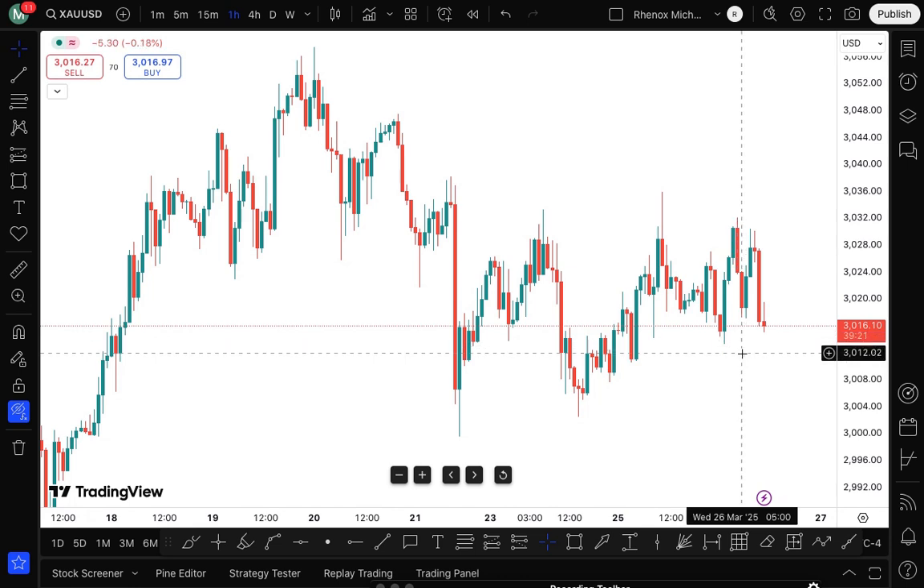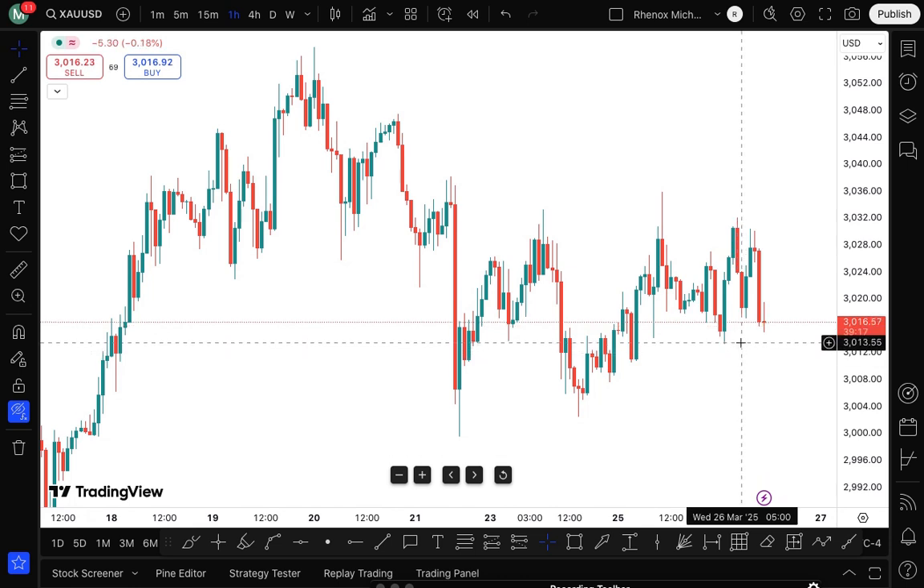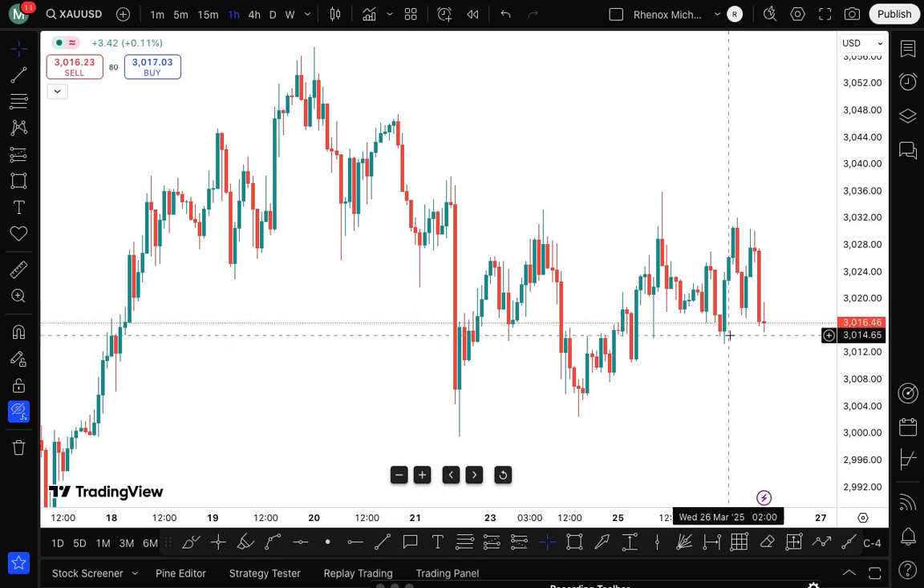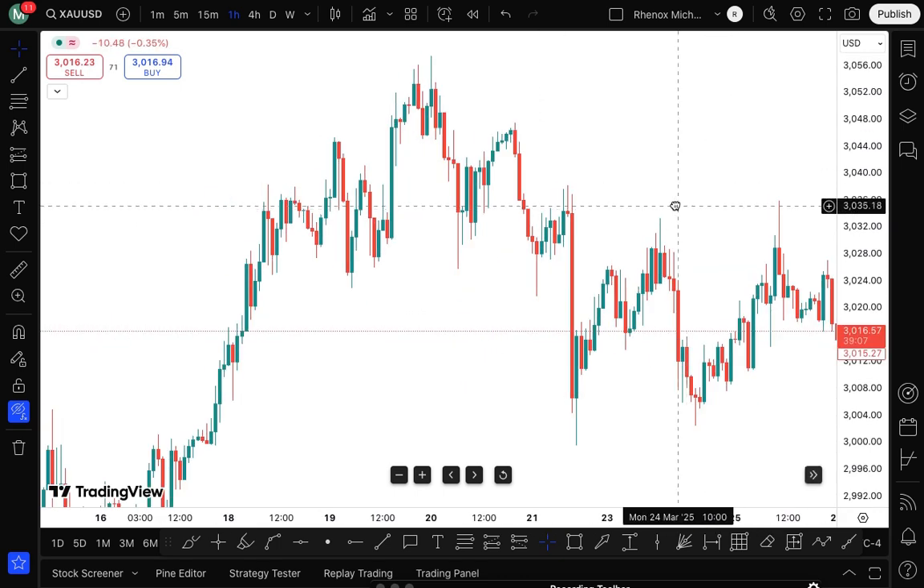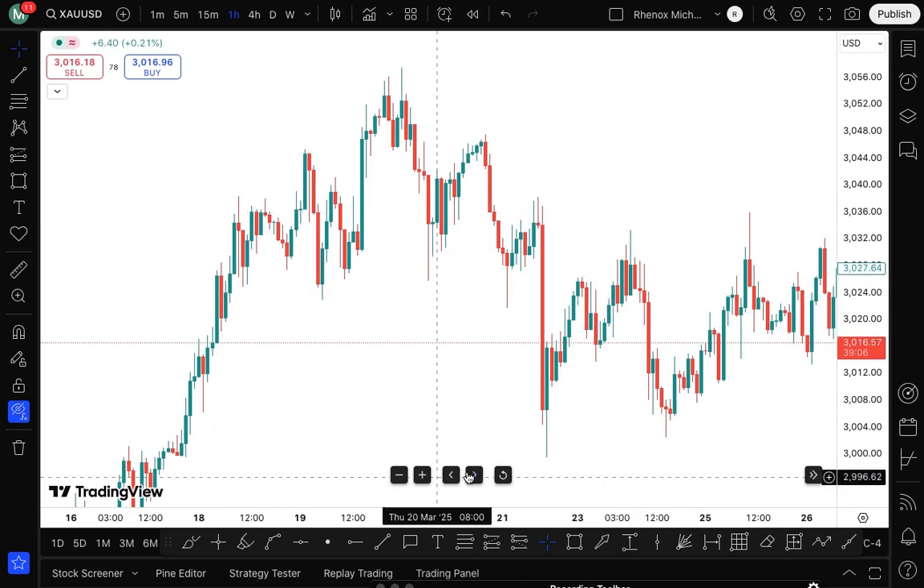At any point in time, price can give a change of character and then move to the upside. So I get to wait for a confirmation before I take any trades here. Now, let's use some past price action so we can do an example.